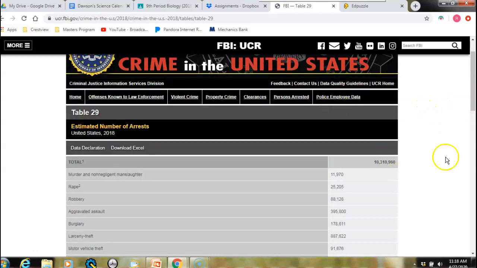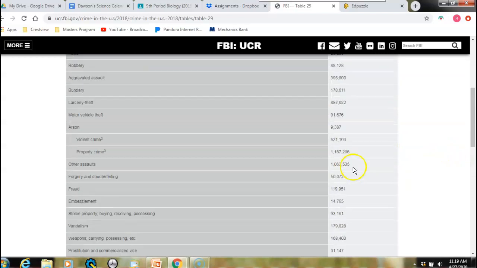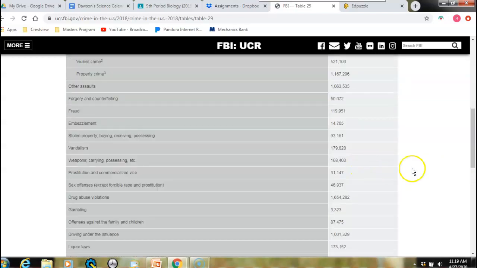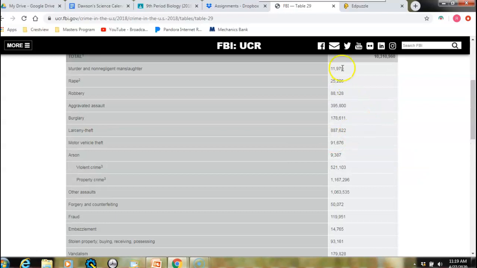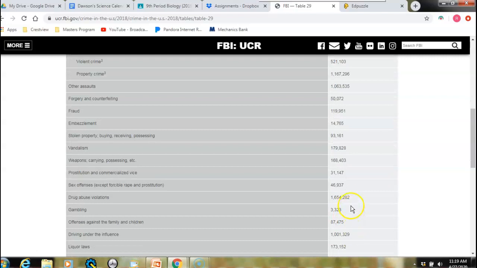So one thing that I wanted to show you here, this one isn't as nicely put together as the one that I found on my PowerPoint slide, but if you look through here, obviously pretty big numbers, but we are looking across the United States, definitely in the thousands and hundreds of thousands. But when we scroll down to where we look at drug abuse violations, it's going to be one of our top scores here with 1,654,282 cases in the 2018 year, which was just a couple years ago.